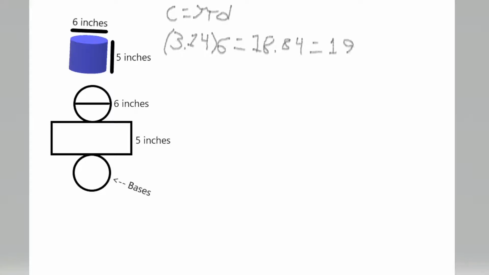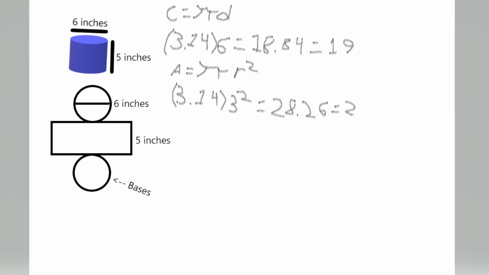Now, because we're already working on the bases, let's find their area. The equation for this is pi times the radius squared. Radius is half of the diameter, so it's 3 in our case. The answer to this is a big fat 28.26, but I'm going to pretend it's just 28.